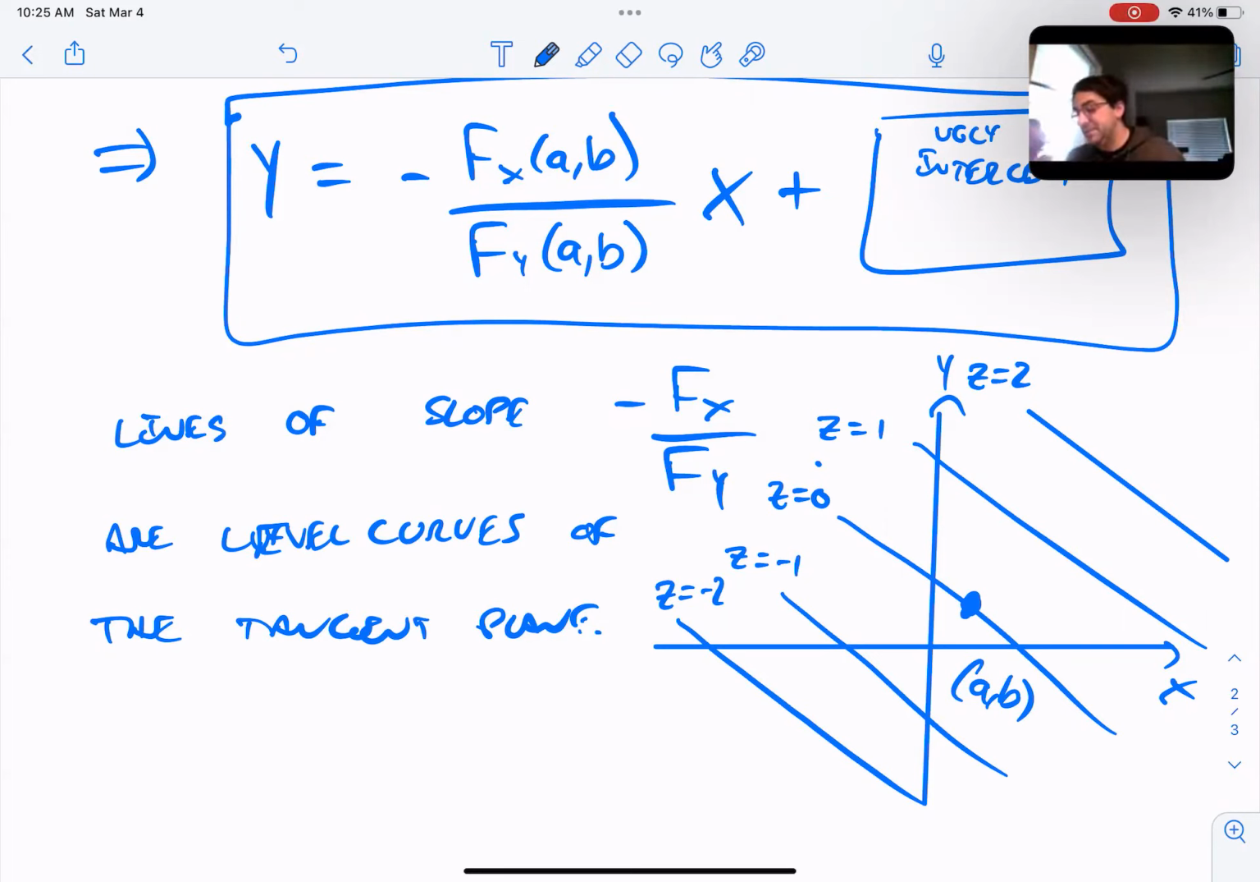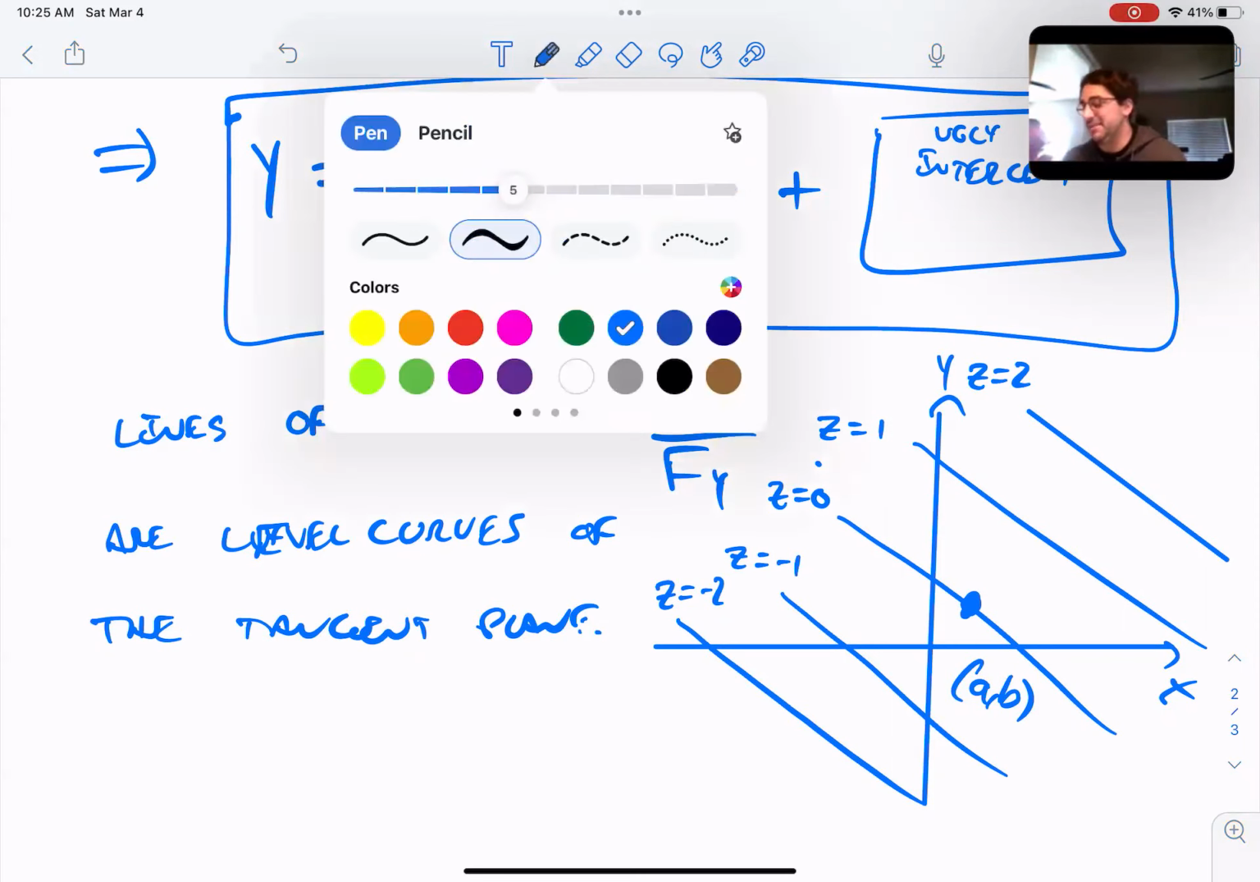So then what would you do if you want to increase as fast as possible? Imagine this is a topographical map of the terrain you're standing on, right? And imagine you're standing at point AB, at A comma B. Where should you go to increase as fast as possible? How would you walk uphill as quickly as possible?